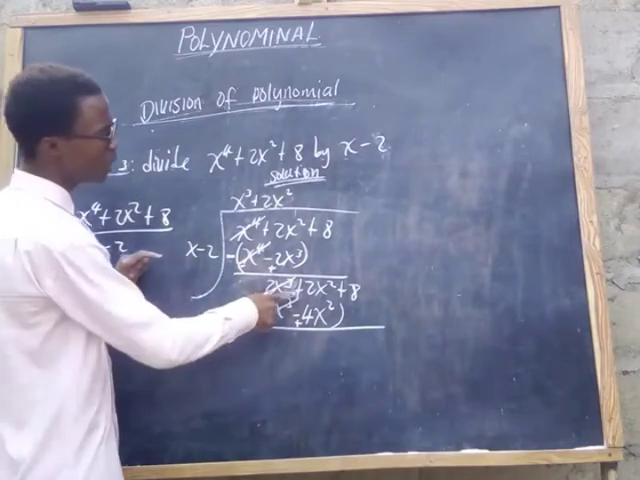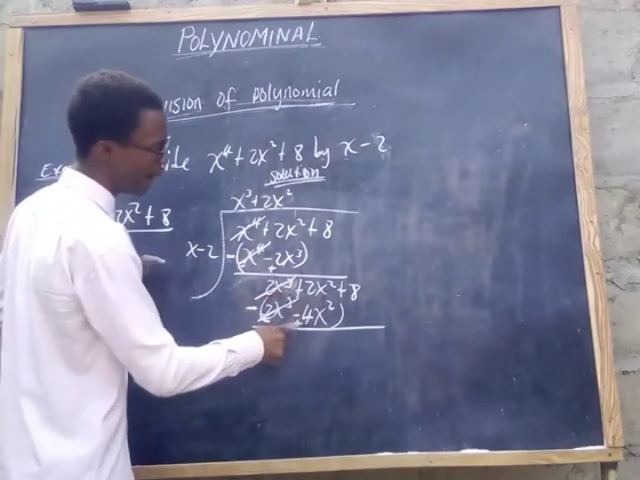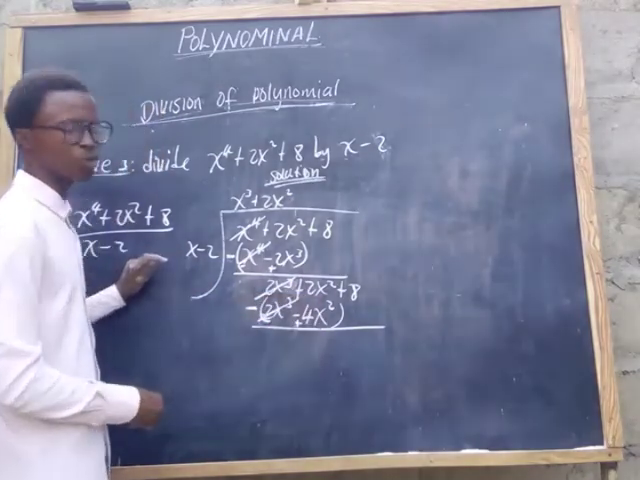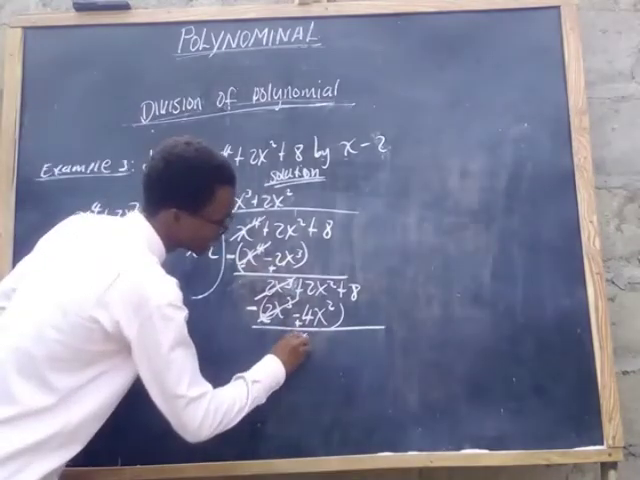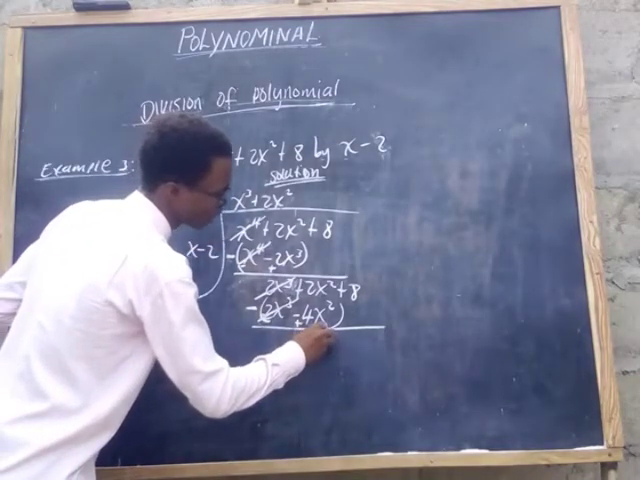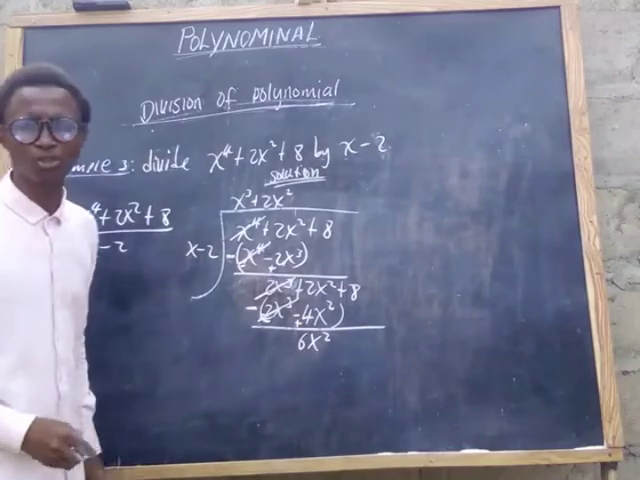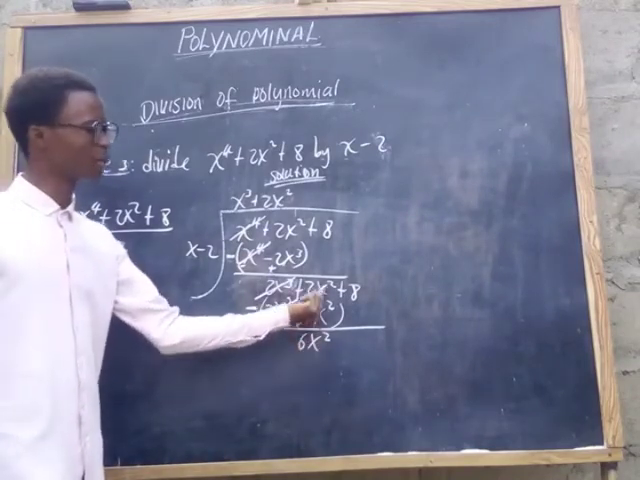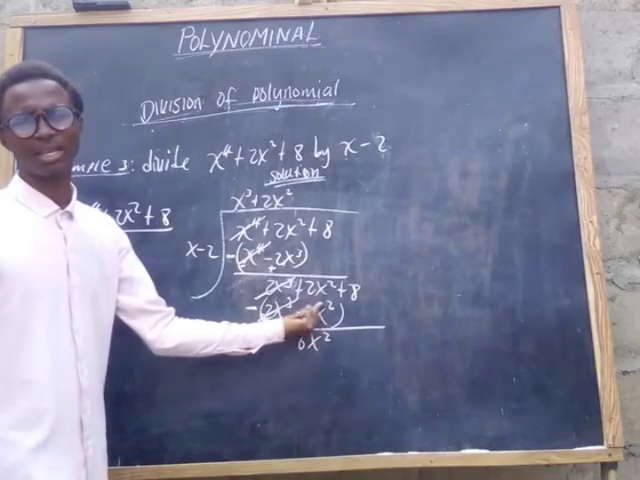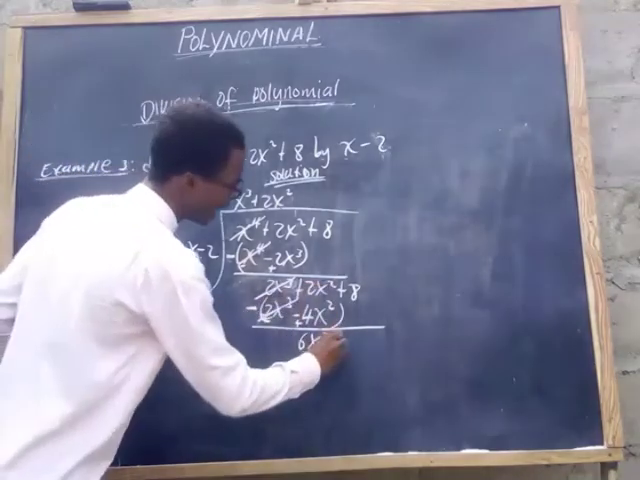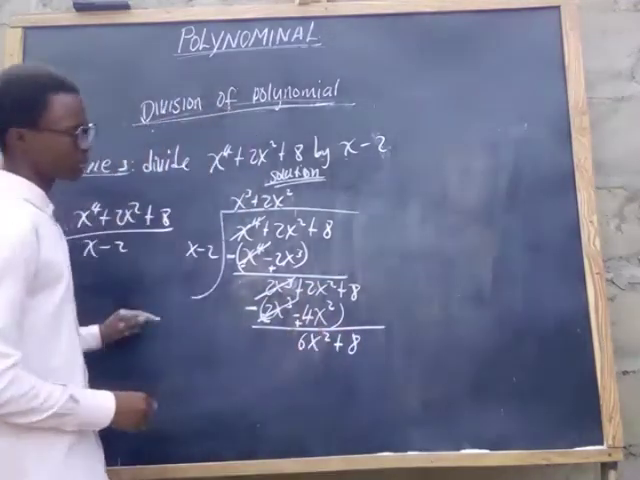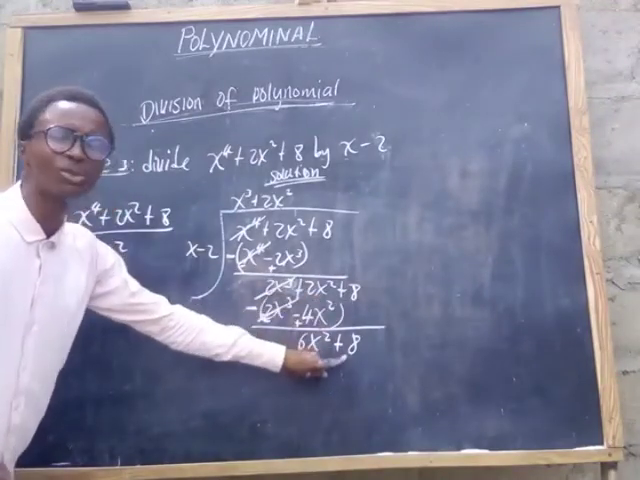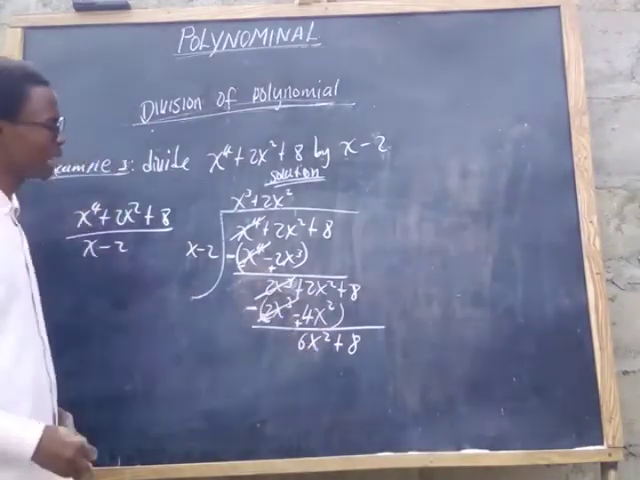Now what is here? 2x square plus 4x square is equal to what? 6x square. If you add 2 plus 4 it is 6, then you take x square to represent both of them. What is there? Plus 8. You do not use this 8, that's why you wrote it down. Good.